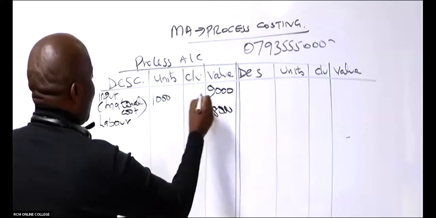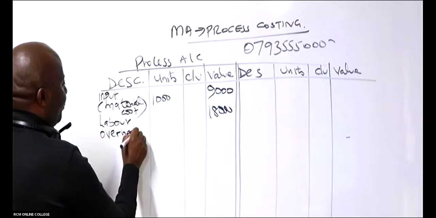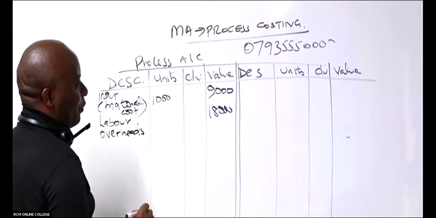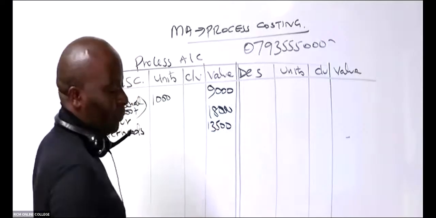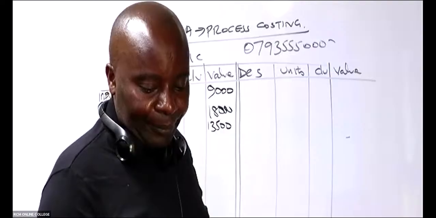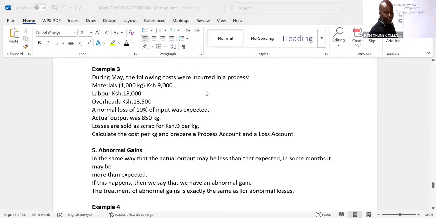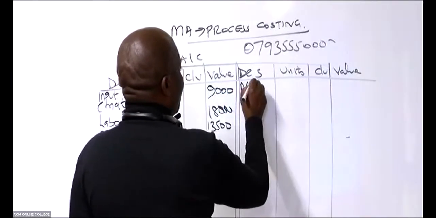So we have labor of 18,000, and then we have overheads of 13,500. Great. And then we have normal loss.